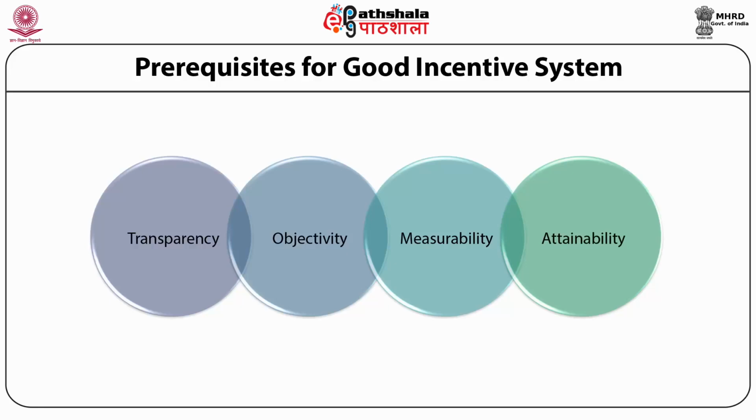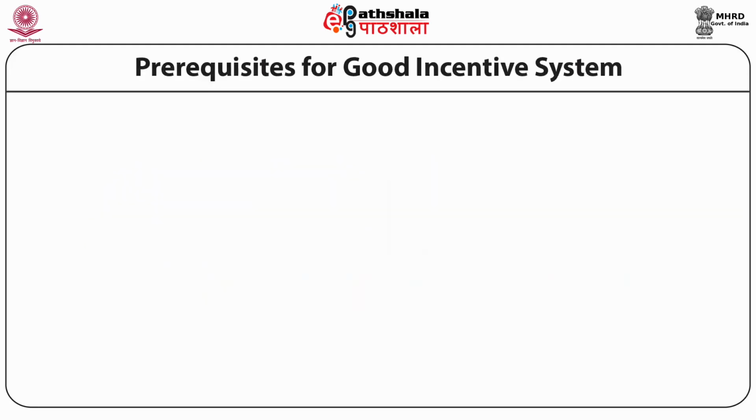Next, attainability. The performance goals fixed by an organization for computing the incentives should be practical and achievable. If they are too tough to be achieved by the employees, the latter may not be keen on accomplishing these goals. Eventually, the employees may develop an indifferent attitude towards the incentive schemes of the organization.